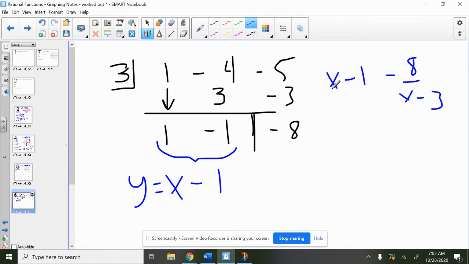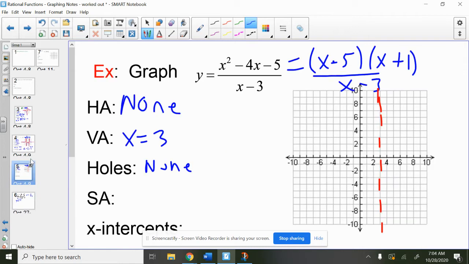As my values get really, really big, my denominator is getting really big. Anytime your denominator gets really big, that's trending to 0, because 8 divided by 100, or 8 divided by 1,000,000, or 8 divided by 1,000,000,000, is getting closer and closer to 0. So this part's negligible, because when a slant asymptote occurs, values are going to eventually get closer to it as x is getting really, really big. And when x is really big, this fraction tends to 0. So my slant asymptote is y equals x minus 1.